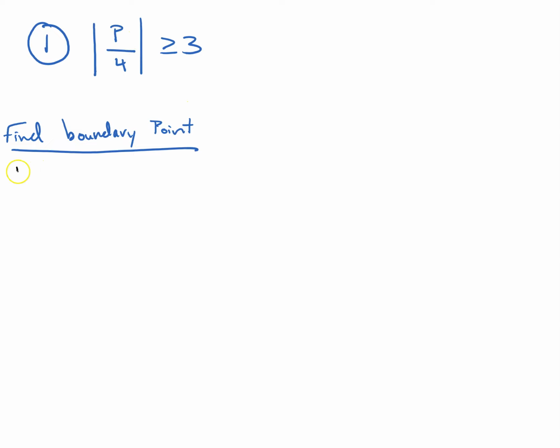We take the inequality, but we change this inequality to an equal sign. And we make an equation. Alright, and here's where it gets different. I said find boundary point, but I should say find boundary points. Absolute value equations, in general, will have 2 solutions. Alright, so solving this absolute value equation, we have our equation without the absolute value sign equal to 3.